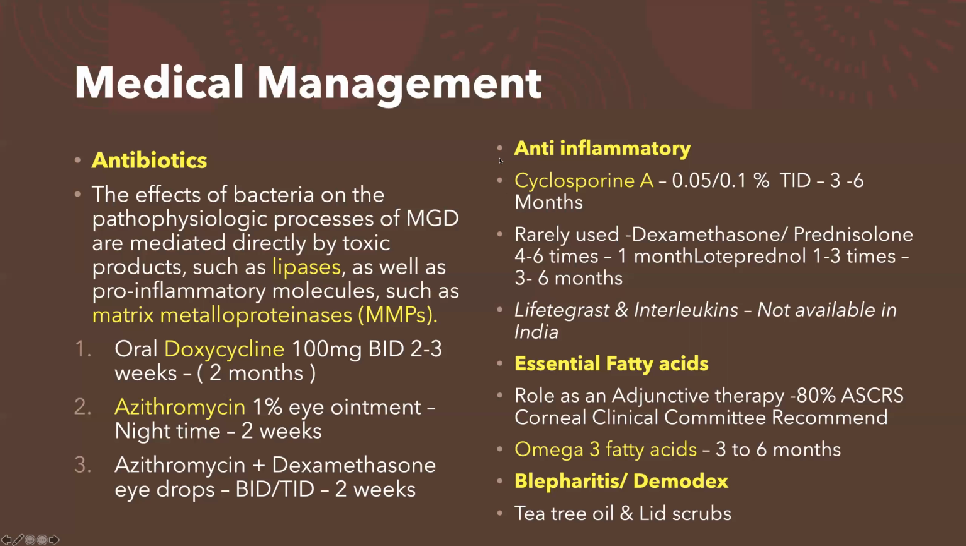In the anti-inflammatory part, cyclosporin A can be used, either 0.05 or 0.1%, thrice a day for 3 to 6 months. Rarely we use steroids like dexamethasone and prednisolone. We start off with 4 to 6 times and slowly taper it. Usually, if the inflammation is not controlled, we start off with low dose steroids like loteprednol 1 to 3 times and continue it for 3 to 6 months. Lifitegrast and interleukins are not available in India and we don't have experience with them.